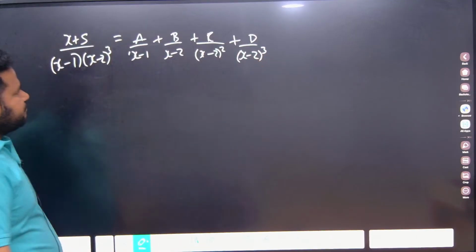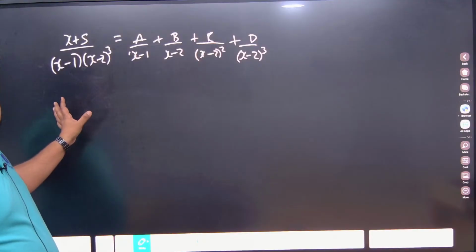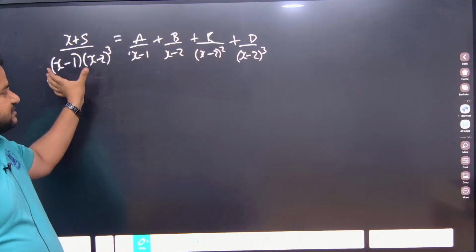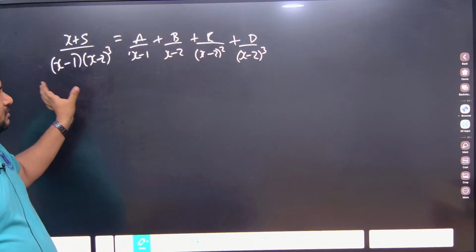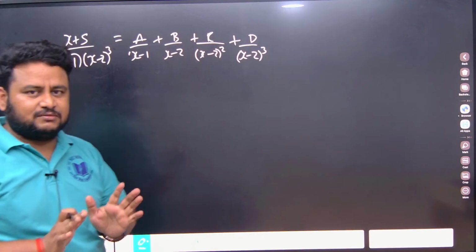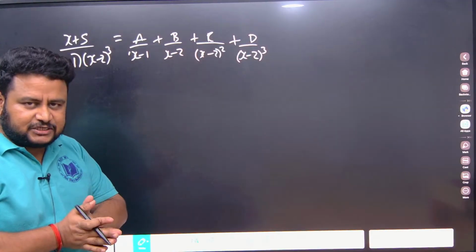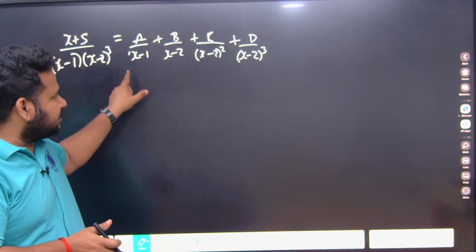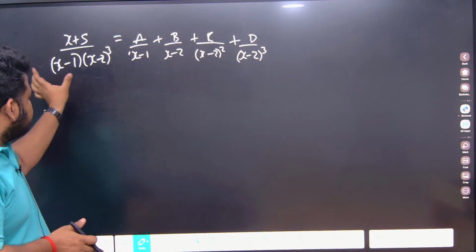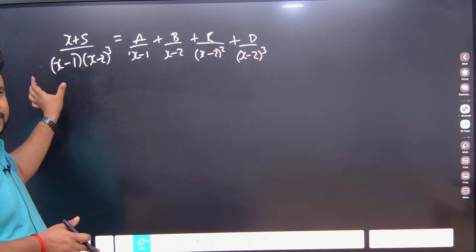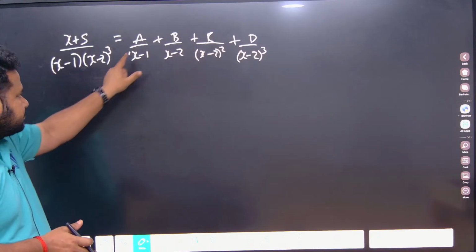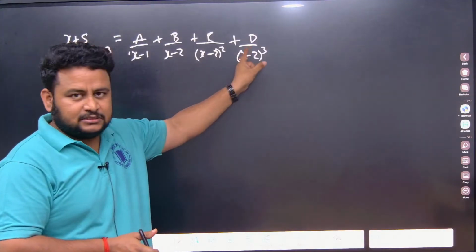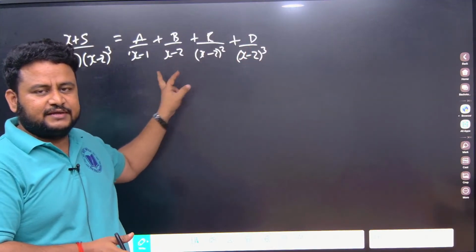Okay. Now, under which constants am I having the same terms that are present in the denominator of the LHS? x minus 1 is there under A, and x minus 2 whole cube is there under D. So definitely I can directly find the values of A and D using the shortcut.